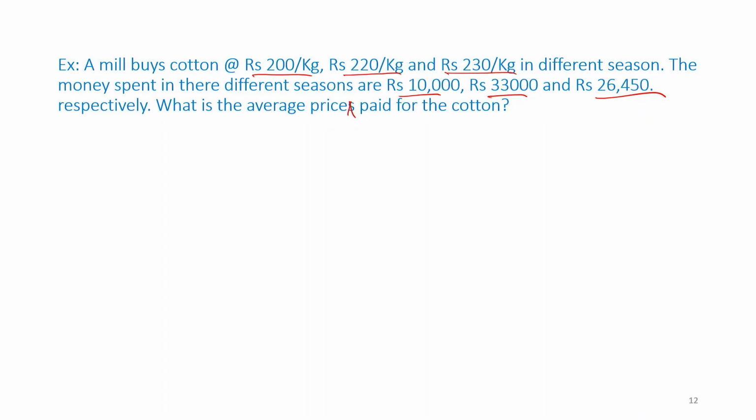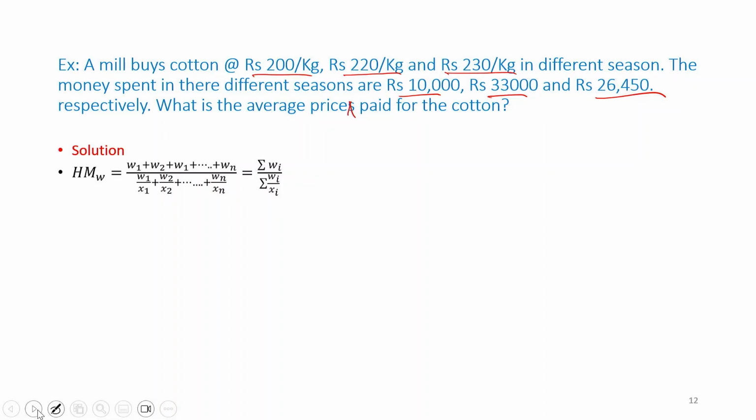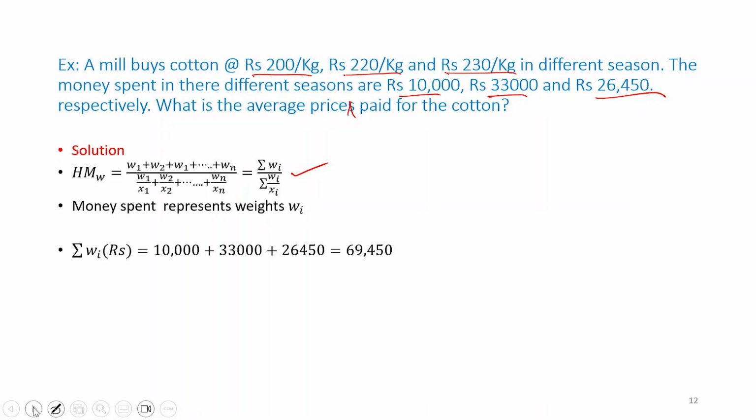So in 3 different seasons the cotton was purchased. The rates are different, and the money spent is also stated here. So what is the average cost of cotton? Solution will be, this is how we should go. In this formula, the money spent represents the wi. So we have in this case w1, w2 and w3. Only 3 readings are there.